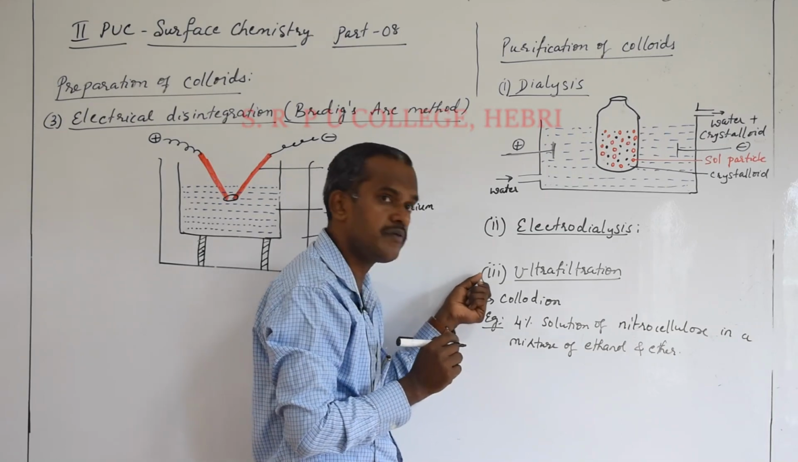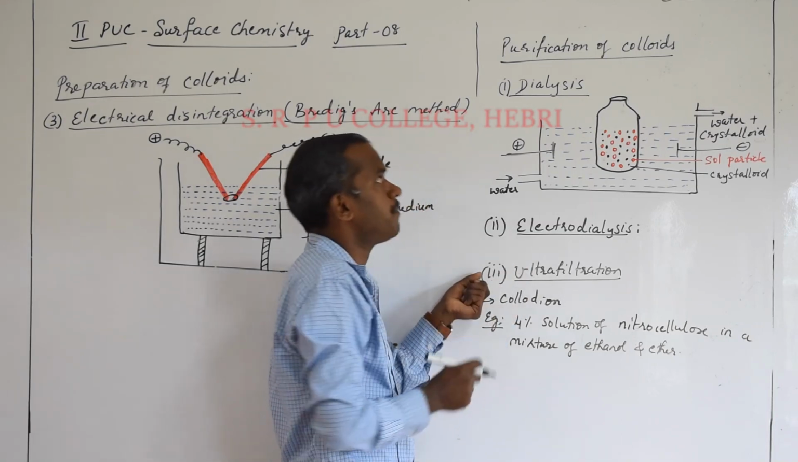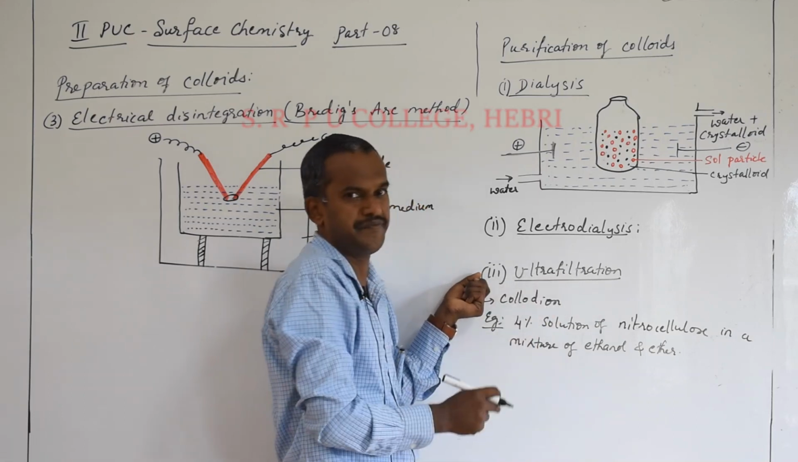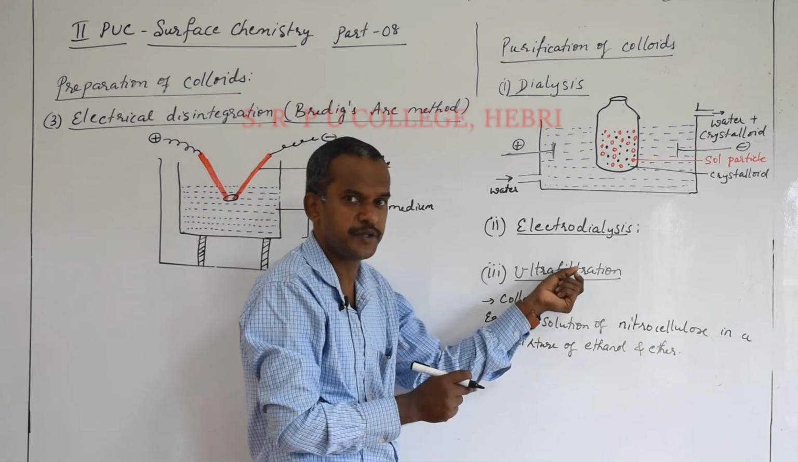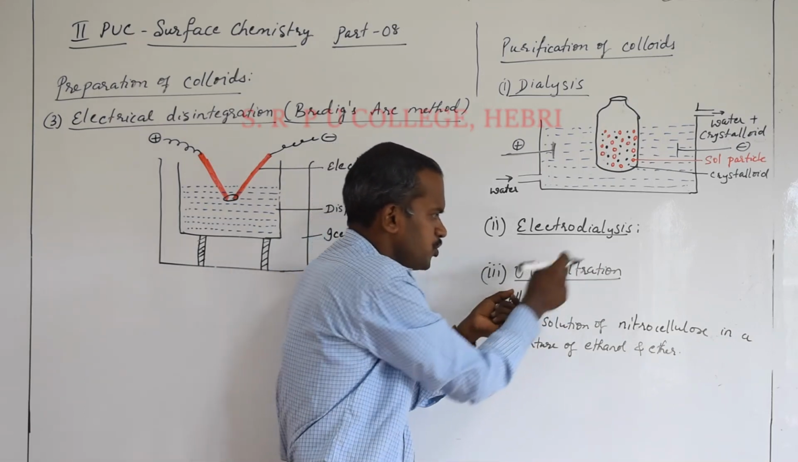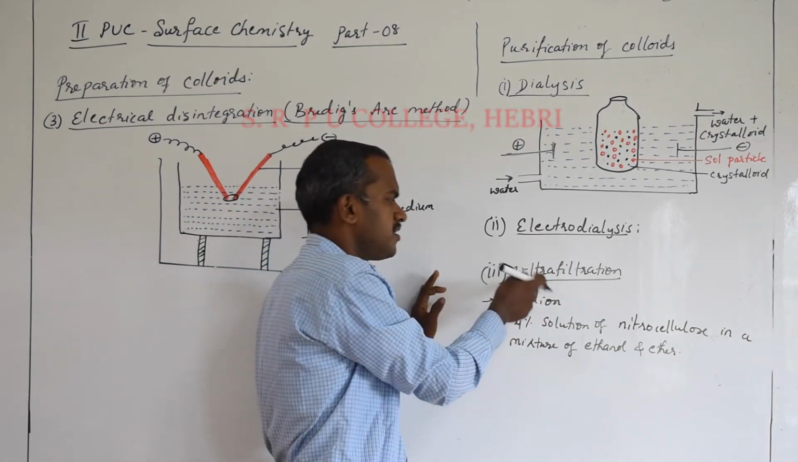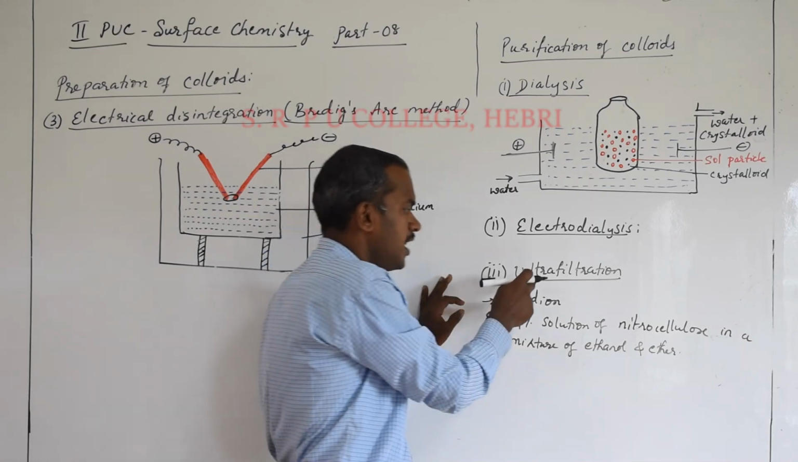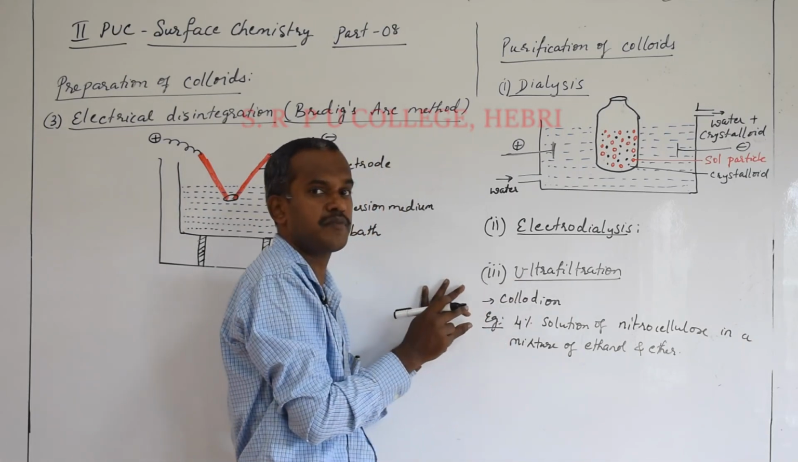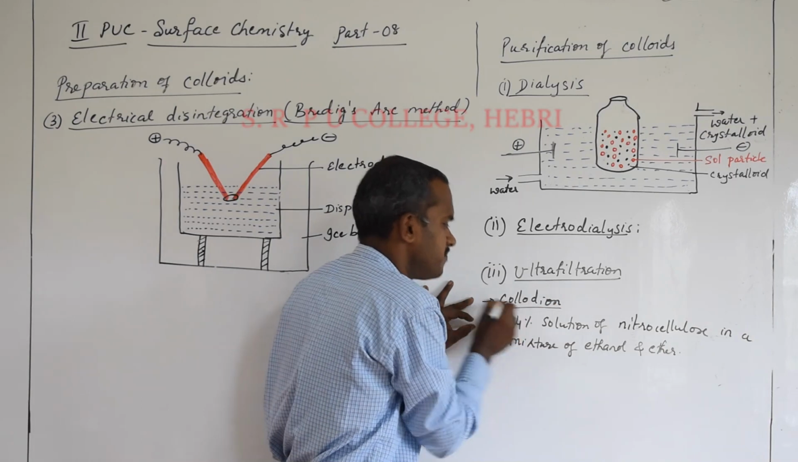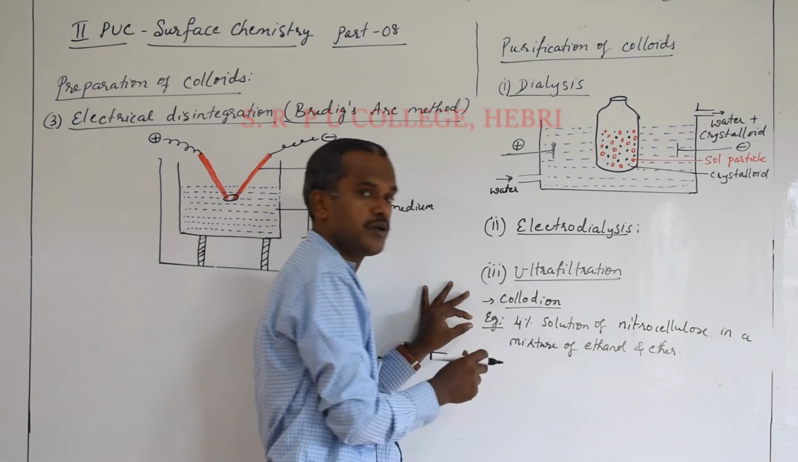Now coming to the third one, the next method of purification is ultrafiltration. Okay, I used the word filtration today. You remember, filtration is used to separate the very large sized particles, meaning suspension sized particles, from the other sized particles. But in ultrafiltration, we use a component called collodion. Okay, now you'll ask, what is this collodion?